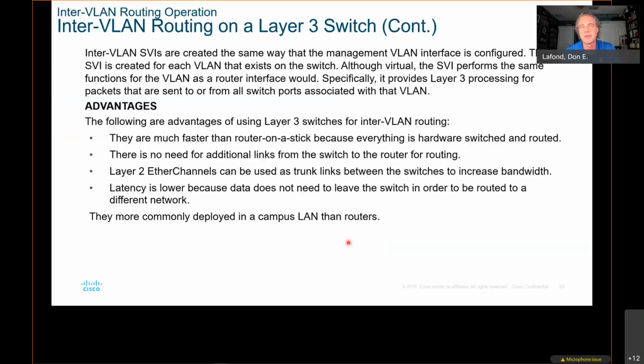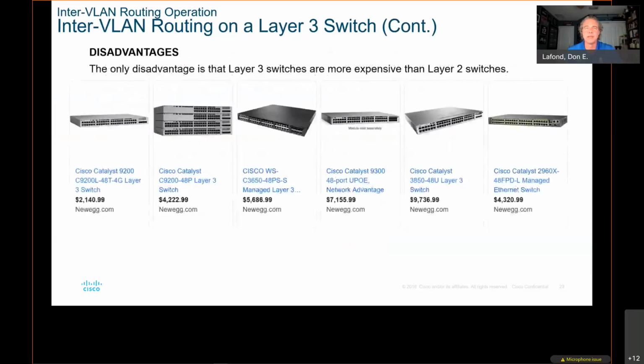We learn about EtherChannel in a future chapter in this course. Latency is lower because data does not need to leave the switch in order to be routed to a different network. Think about it. It has to leave the switch, go to the router, and then come back from the router, and that takes time. With the SVIs on a smart switch, it is routed at the switch. They are more commonly deployed in campus LANs than routers, medium size.